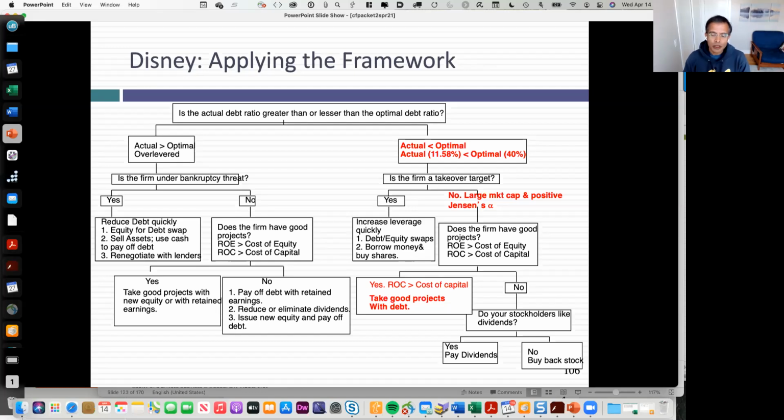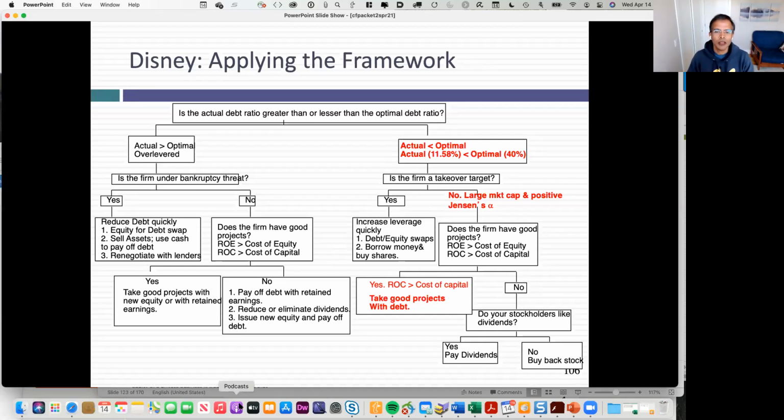Disney in 2013, I felt the time was on their side. I did also feel that they had good projects, and this was based on numbers, right? If you remember, I came up with the return on capital at Disney of, I think, 12.6%. Their cost of capital was 7.6%. I don't want to extrapolate too much, but clearly they're picking good projects. You have debt capacity, you're taking good projects. And you have all these plans.